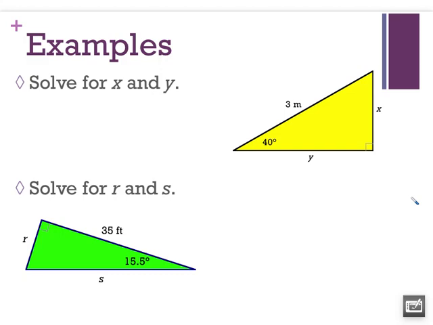Some of you might get a little hung up on solving the equation. If you get the equation set up, I'd be happy. We'll talk about how to solve it in a minute.